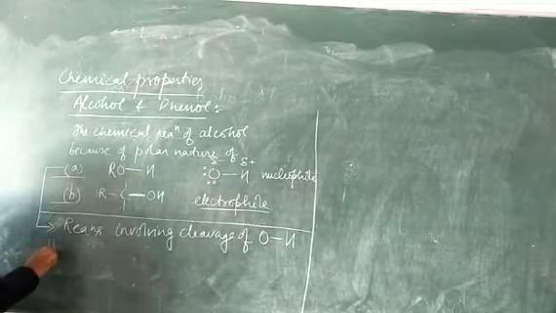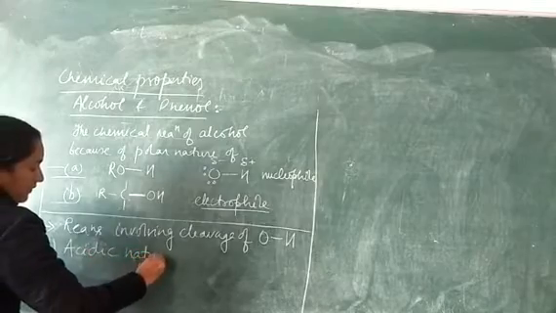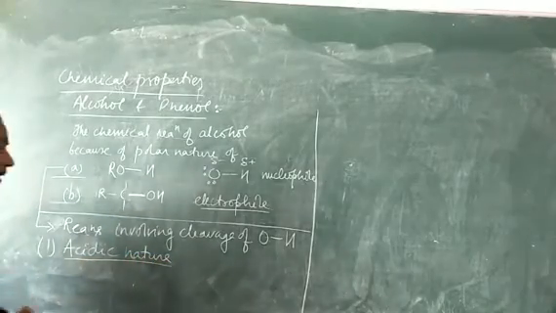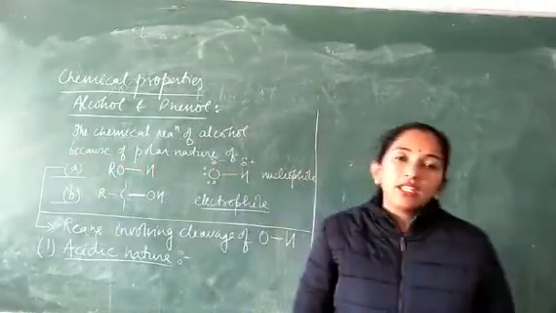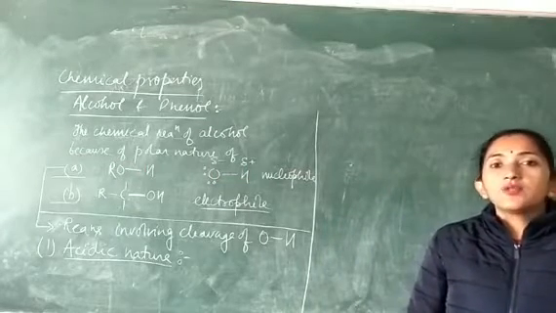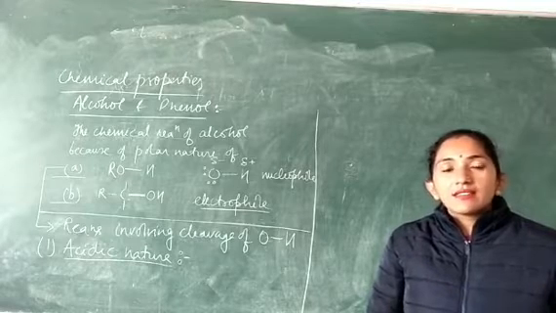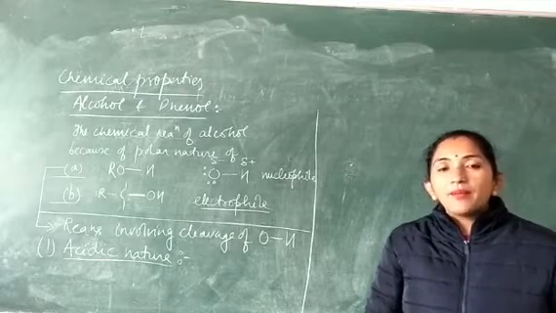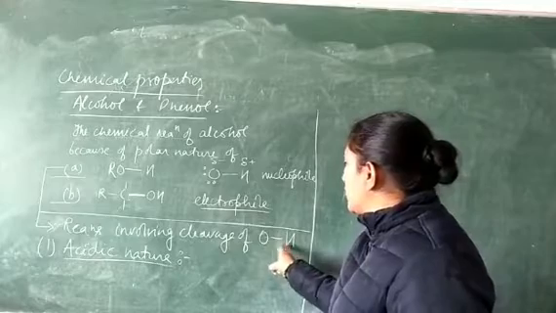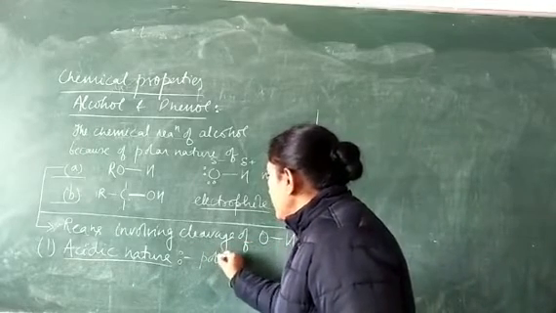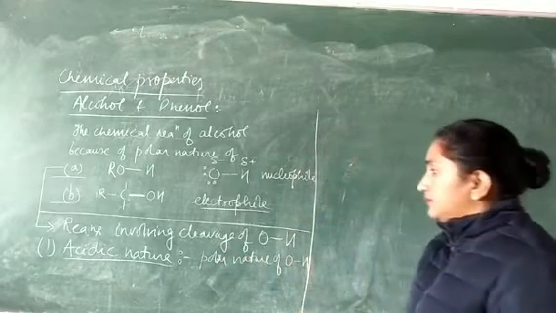So here the first property, students, is the acidic nature. Now here let me tell you that both alcohol and phenol have got the acidic nature, and the acidic nature is because of the polar nature of the OH bond. As a result, the OH bond breaks up and a proton is liberated, right? So here the acidic nature is because of the polar nature of the O-H bond.